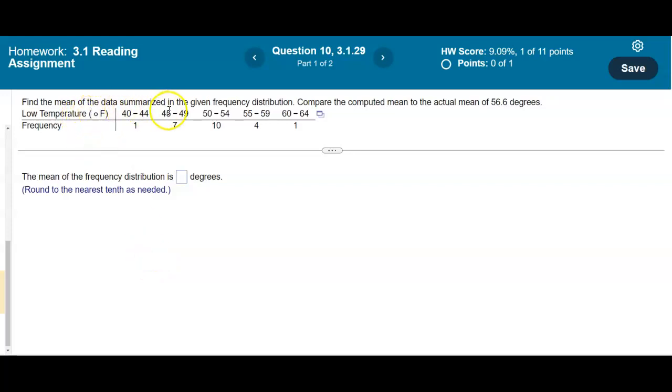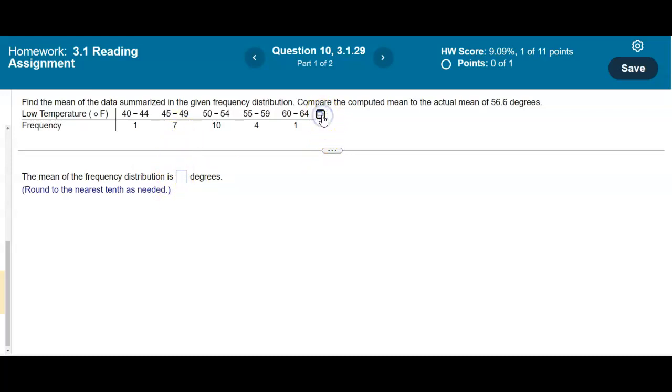Find the mean of the data summarized in a given frequency distribution. Compare the computed mean to the actual mean of 56.6 degrees. So here we have the low temperature in degrees Fahrenheit. We have our classes 40 to 44, 45 to 49, 50 to 54, 55 to 59, 60 to 64, and then there's our frequency. And what we want to be able to do is find the mean of the frequency distribution.